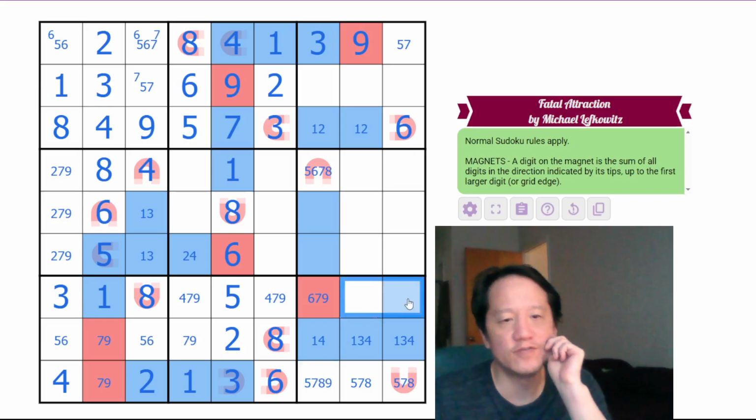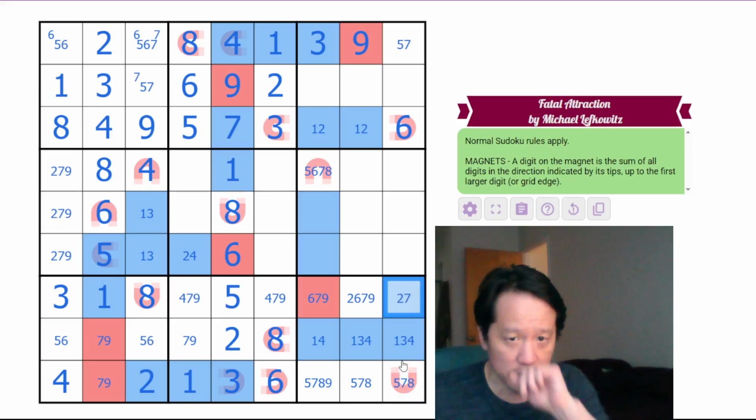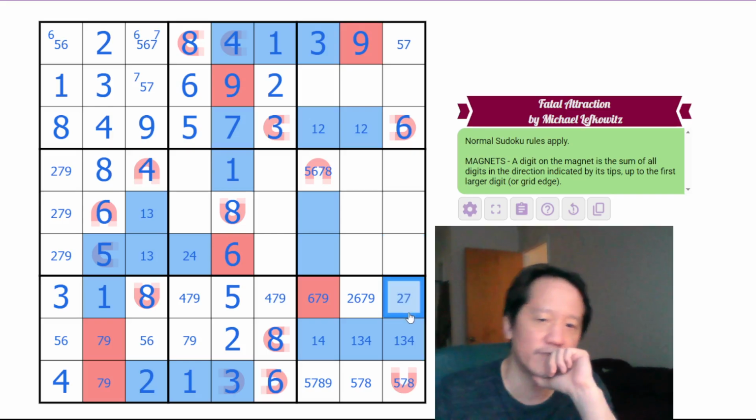Remaining digits of row 7, we have 2, 6, 7, or 9. And this can't be 6 because of 6 in the column. This has to be less than that, so it cannot be 9. So we have 2 or 7 here.